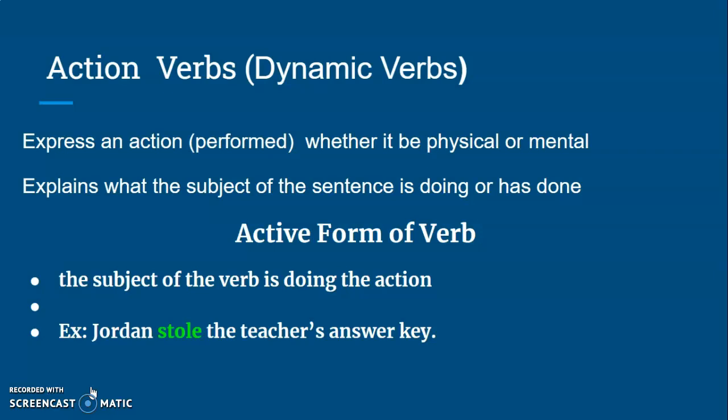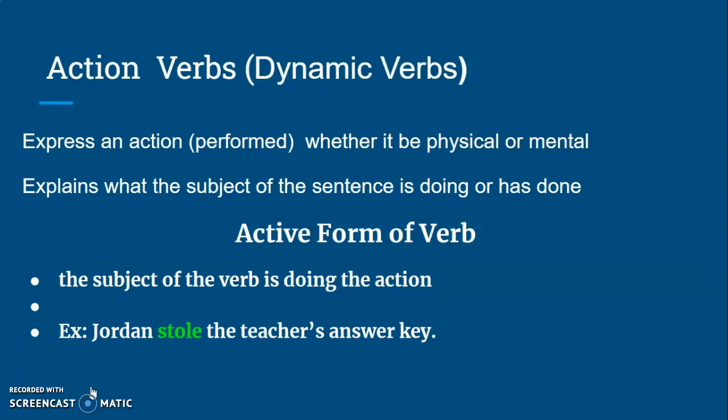Well, what's an action verb? An action verb is also called a dynamic verb. And these verbs express an action. When we're talking about expressing an action, you ask yourself, can I perform it? One of the things that I like doing is asking you all, hey, show me this.